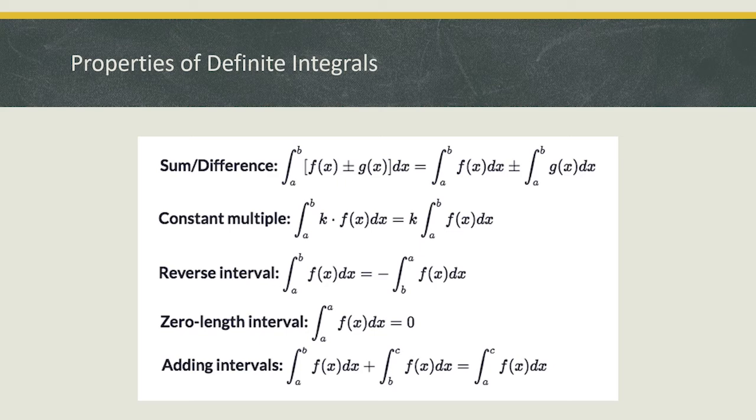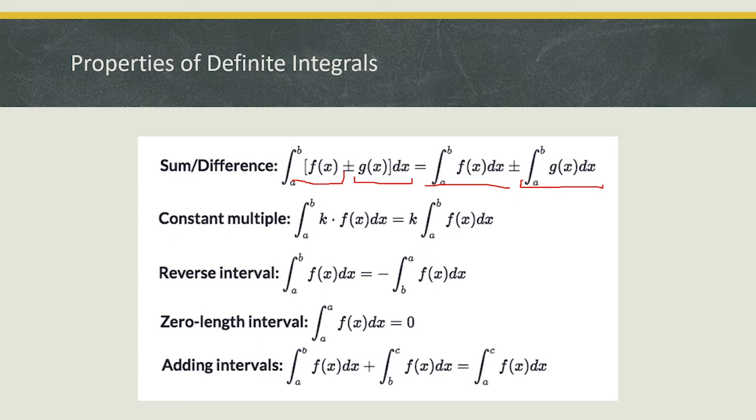The first property, sum and difference, basically means that you can split from this region over here to this region over here, and then split this region over here, g of x, into its own separate integral. That is as long as the upper bound and lower bound remain the same for both of them.